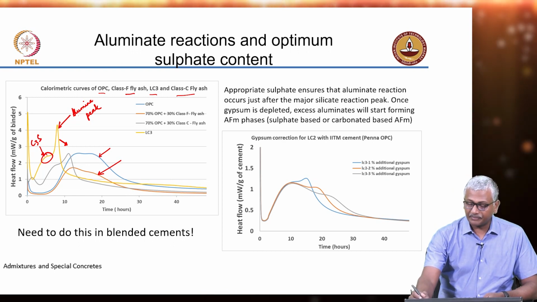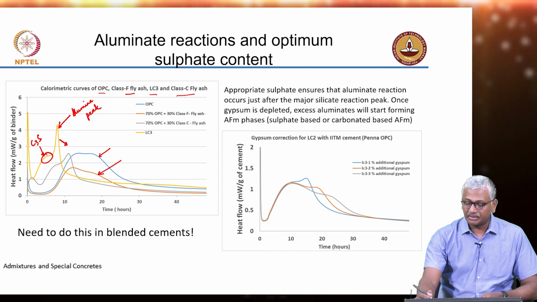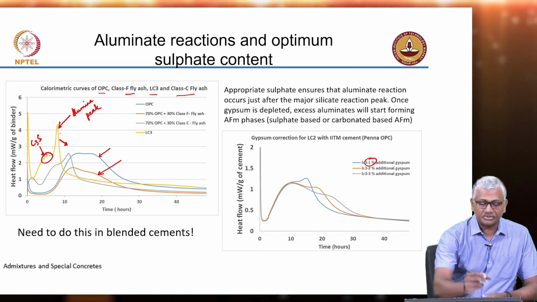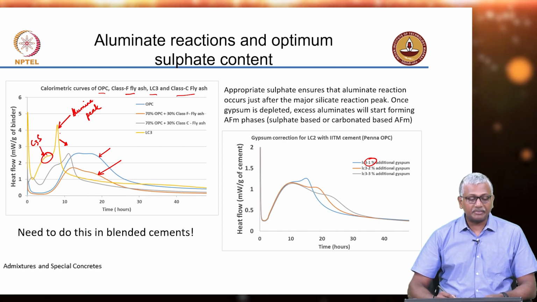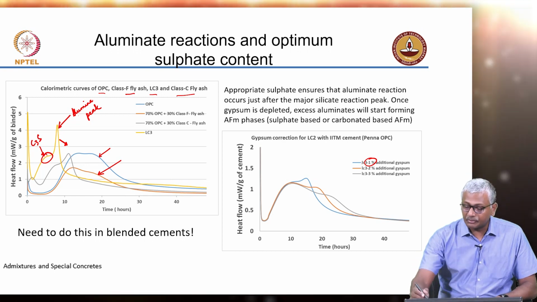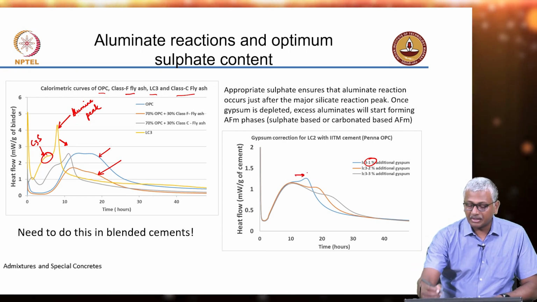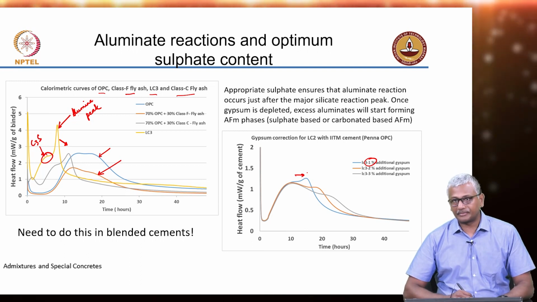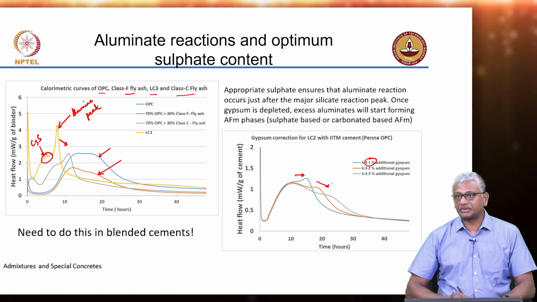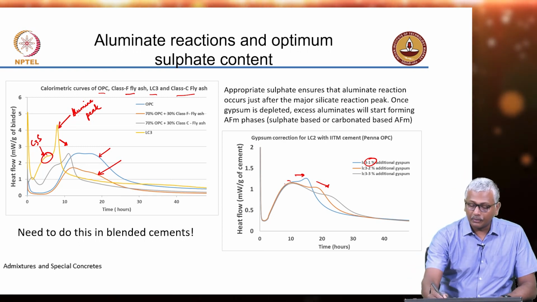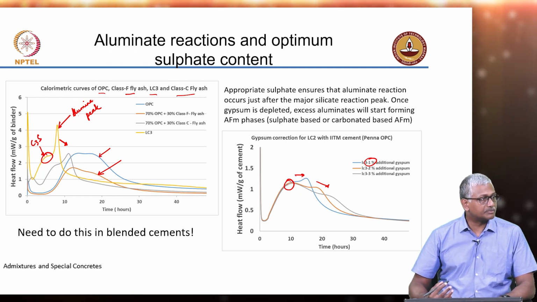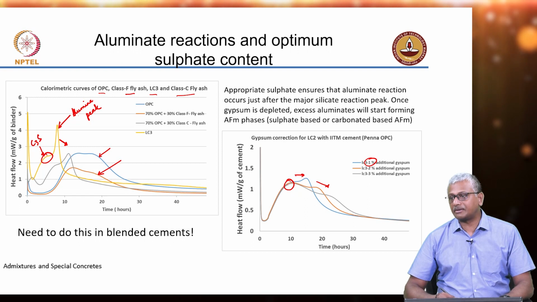So, you see that LC3 curves are presented here, LC3 with 1%. So, this is the same LC3 here, which is showing a very high peak at slightly less than 10 hours. So, what has happened is with 1% additional gypsum, this peak now has been pushed a little bit to the right. Okay. With 2% to 3%, it gets shifted further, right, to the right. In other words, now you are allowing your silicate reaction to proceed normally without being interfered by the aluminate reaction.